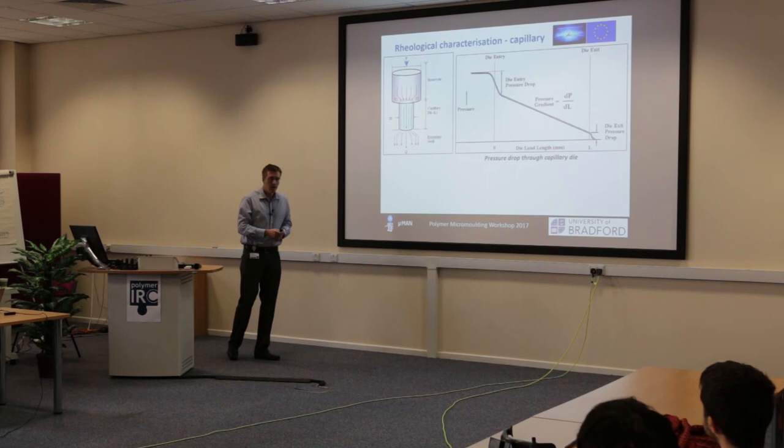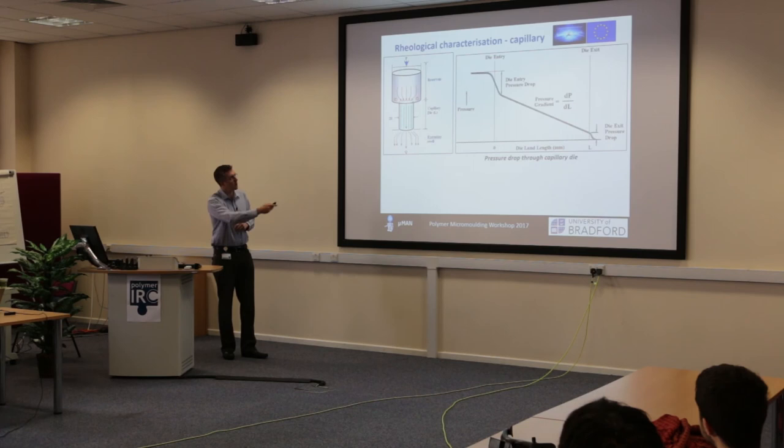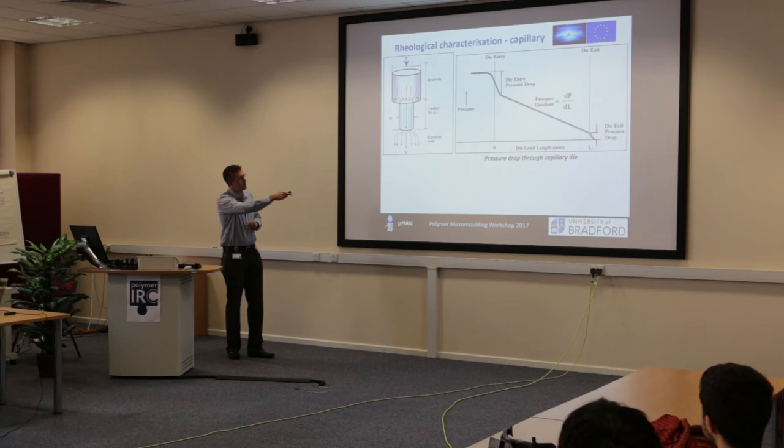Because we've got the same flow rate of material and we've got a smaller area that it's got to flow into, the material has to accelerate and the streamlines of material have to be stretched to flow into that. So we've got a pressure drop that's associated with that flow. And what using a second die allows us to do is correct for that entrance pressure drop. So we're really just measuring the linear region here, which we're interested in.